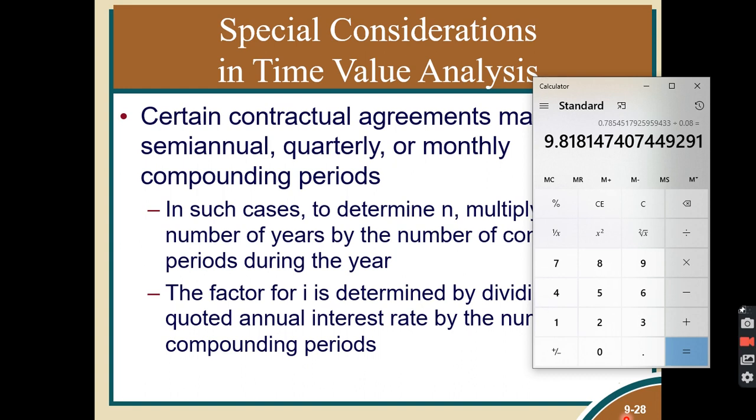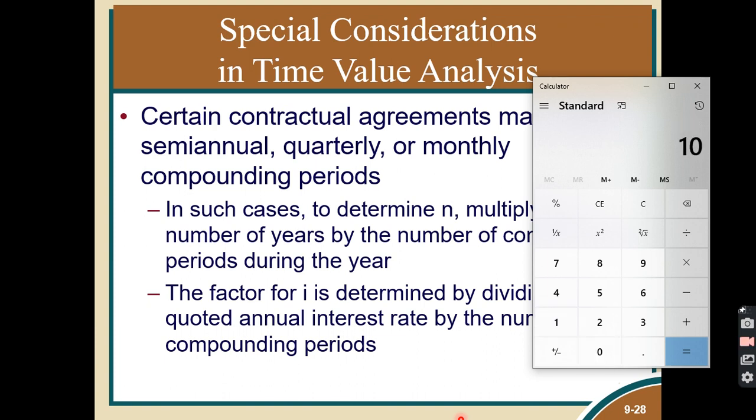So assuming the interest rate is actually 10%. Okay? So if the interest rate is 10% on an annual basis, what if the computations require you to compute semi-annual, quarterly, or monthly? So for semi-annual, you simply divide this by 2. And your semi-annual rate is already 5%.